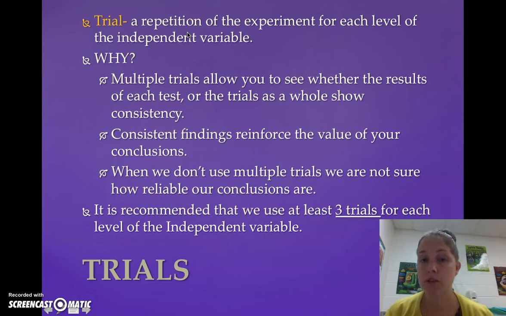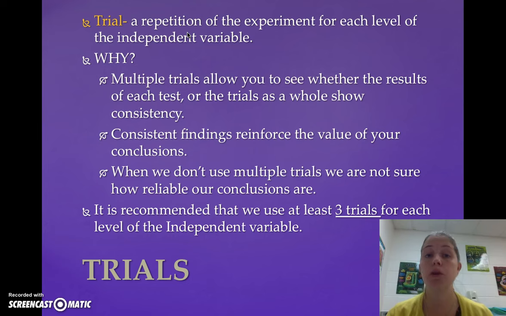Then you're going to move on to figuring out how many trials you want to do. Now, a trial is a repetition of the same experiment or the same conditions for each level of the independent variable. So why do you want to repeat it? Well, when you do more than one trial of each condition, it allows you to see whether the results of each test show consistency. And consistency is how we reinforce our conclusions. If we don't use multiple trials, we're not sure how reliable our conclusions are. Maybe when we did the experiment, the results we got were a fluke. They aren't actually how it normally happens.